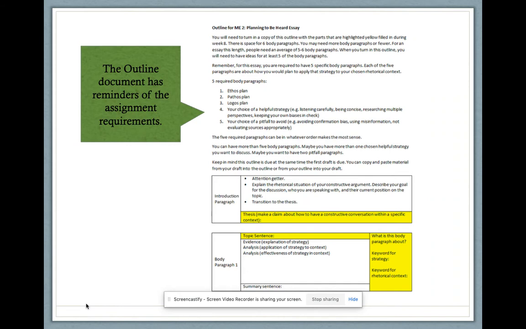We have our thesis showing up there at the end of the intro paragraph. Then we have our topic sentence at the first body paragraph. And then our keyword strategy. How are we going to remind our audience that this paragraph is bouncing off of the idea that we originated in the thesis for our whole paper?